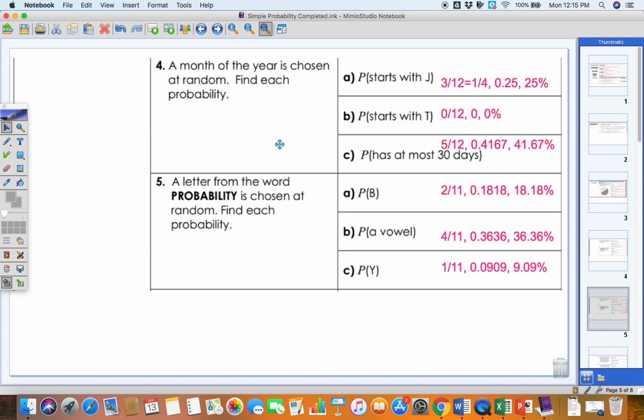So a month of the year is chosen at random. Find each probability that it starts with J. So you have January, June, and July. 3 out of 12 simplifies into 1/4.